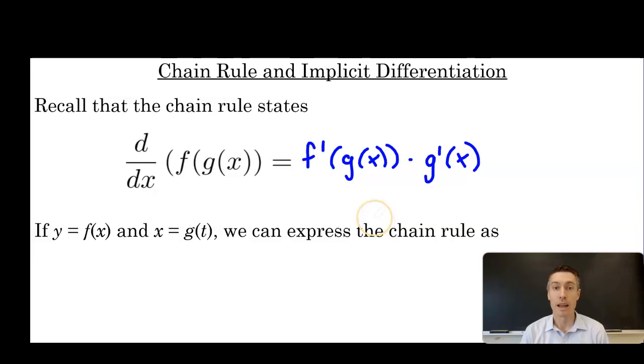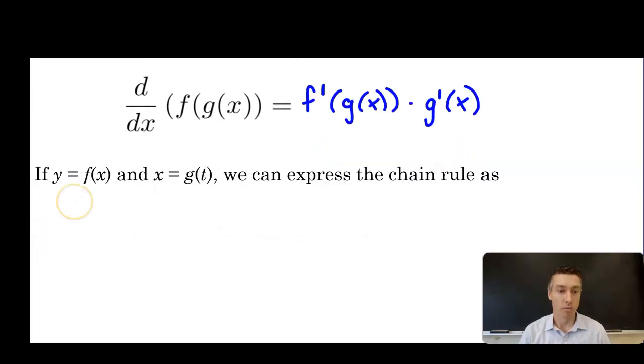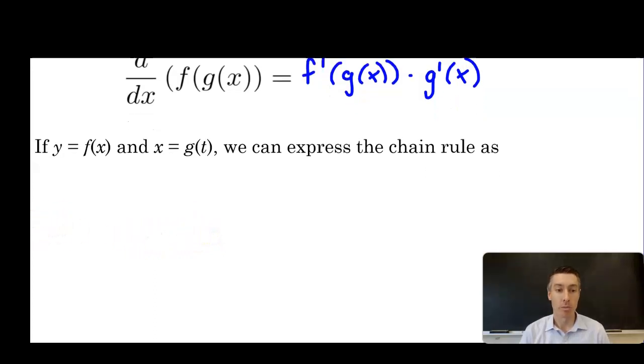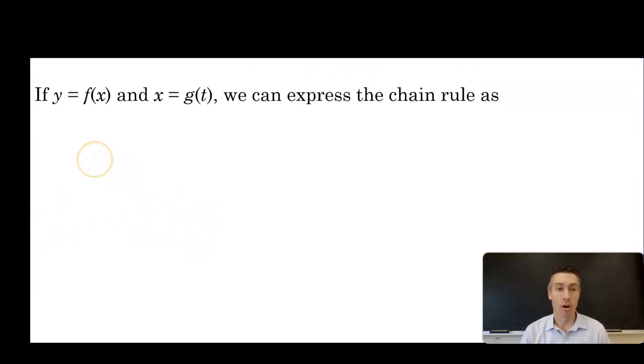Now this works really nice for a function of one variable, but will be a little bit challenging to extend to multivariate functions. So in order to do that, let's define this chain rule in a different way. Same chain rule, we're just expressing it a little bit differently. So let's assume that y equals f of x and x equals g of t.